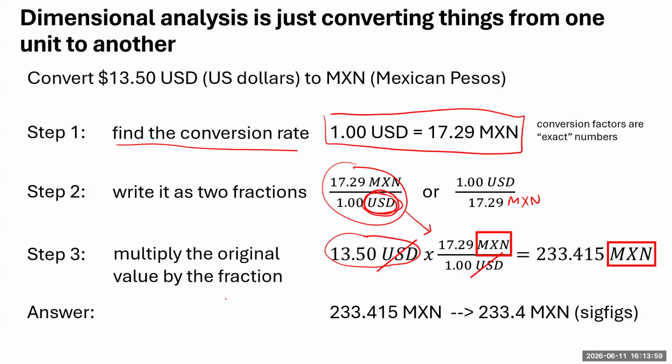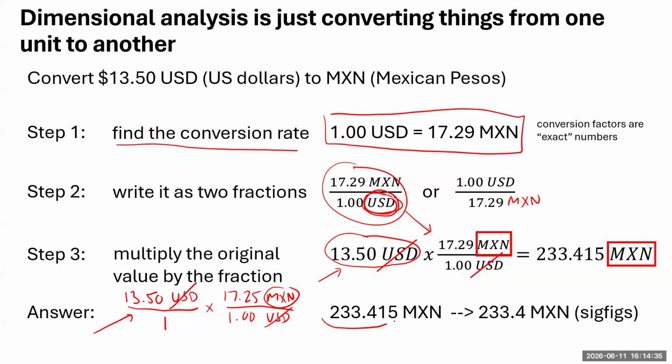13.5 US dollars, and that's like saying 13.50 US dollars over 1 multiplied by 17.25 Mexican pesos over 1.00 US dollar, right? There's no fraction line here, but it's the same as being over 1, right? So it's still on top of the fraction line at 13.5. So these will cancel out. You're left with Mexican pesos.